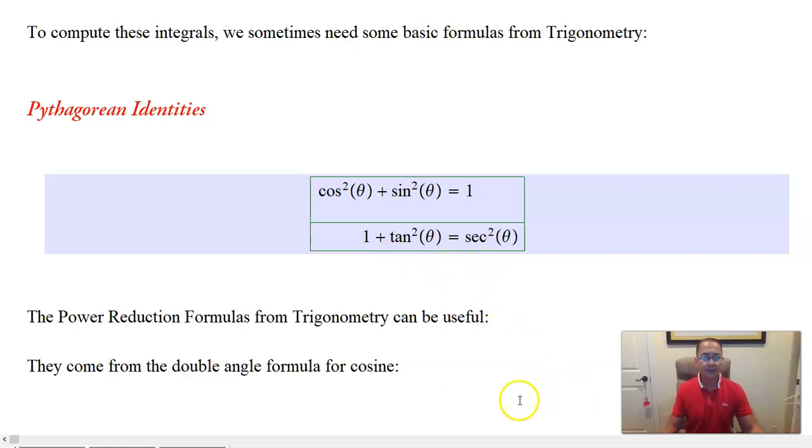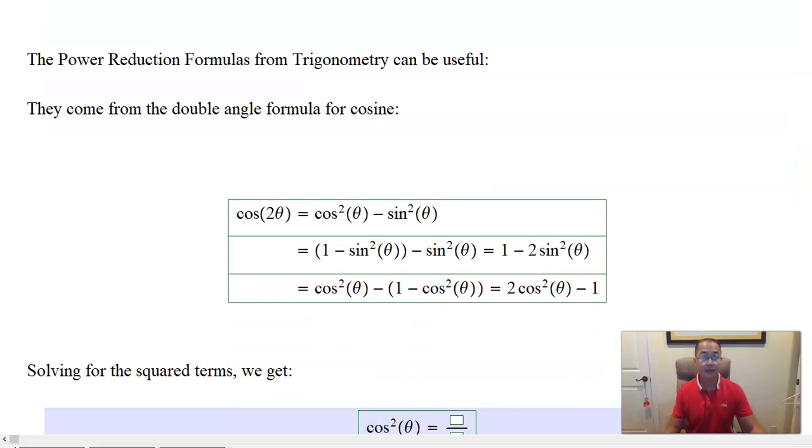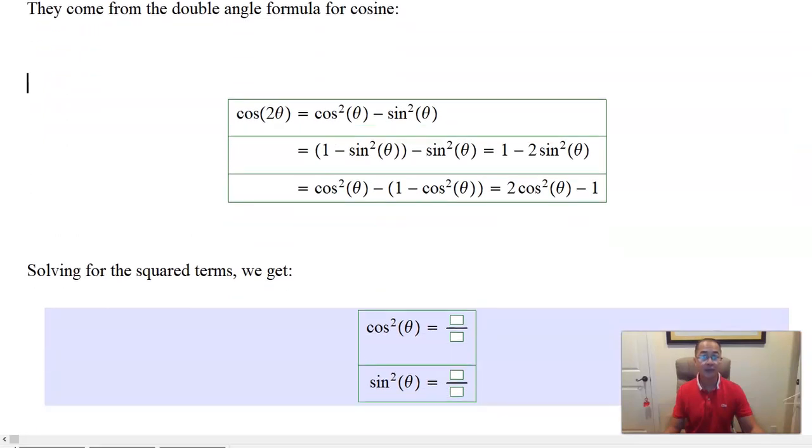Now, in a little bit, we're going to see that when the powers of sine and cosine are both even, we will need the double angle formula for cosine, and correspondingly we will get formulas for cosine squared and sine squared. Okay, so the basic formula that I like to remember, very easy to memorize, is that cosine of 2 theta is cosine squared theta minus sine squared theta.